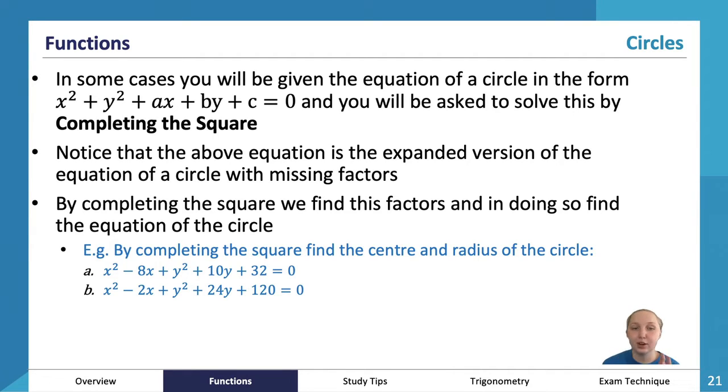So that equation, when you've got x squared plus y squared plus ax plus by plus c, is essentially just the expanded version of the equation of a circle with a few of your factors missing, which is essentially what you're trying to create with completing the square. So by completing the square, you find the missing factors so that you can then find the whole equation of the circle. Now, completing the square is something that you do look at in year 10, which is why I don't have an example of it just yet.